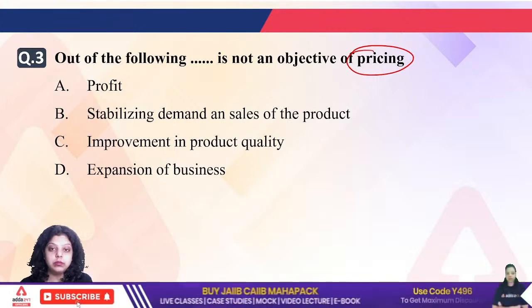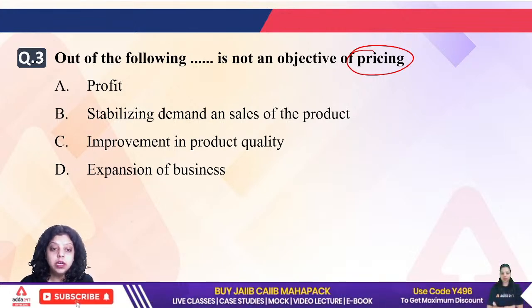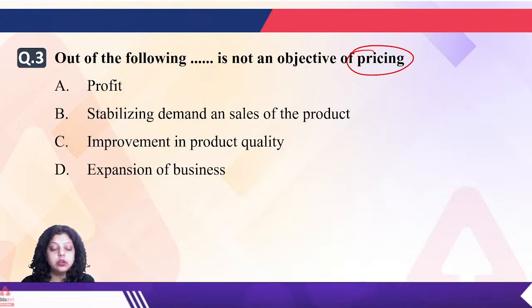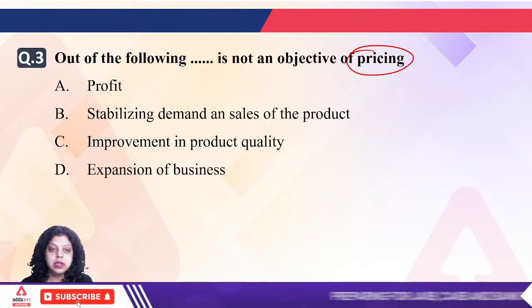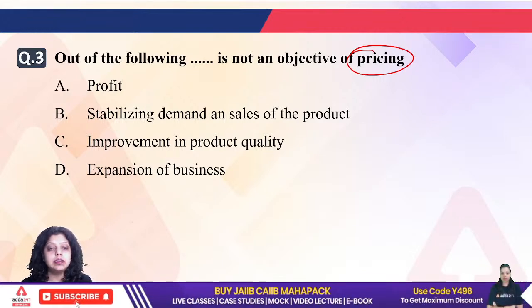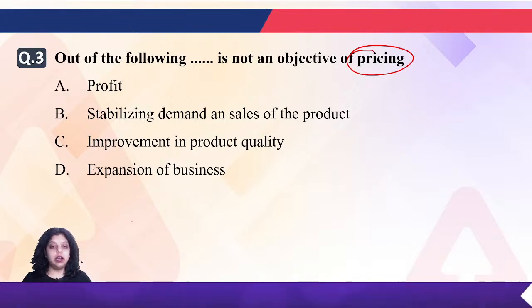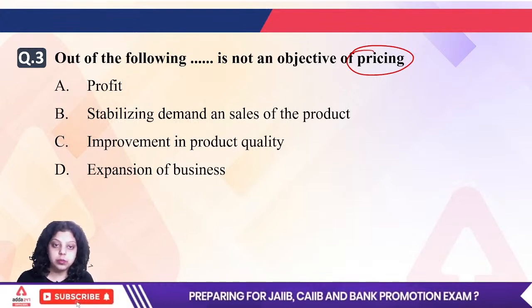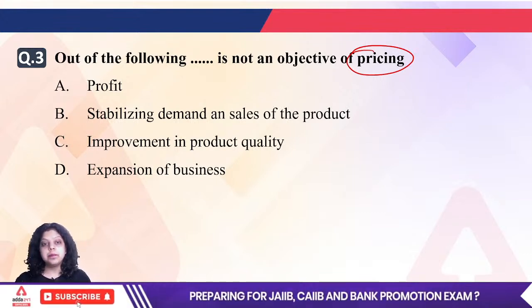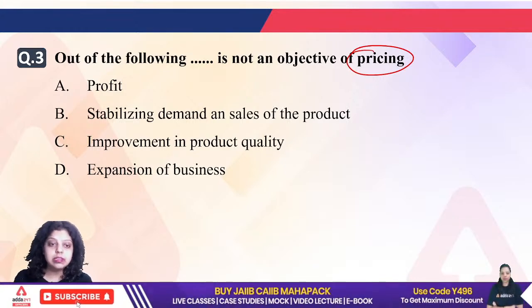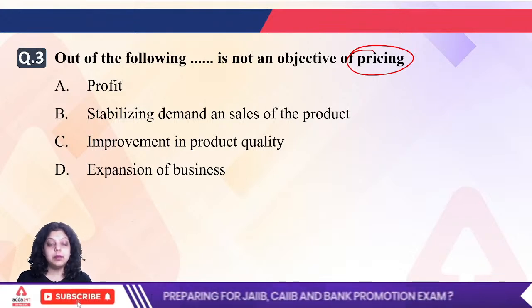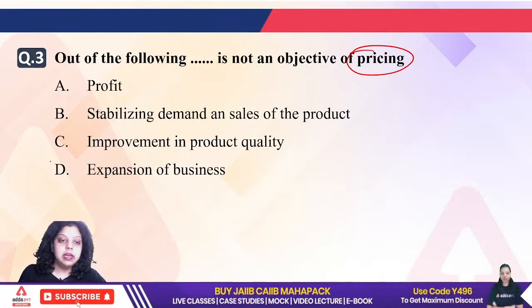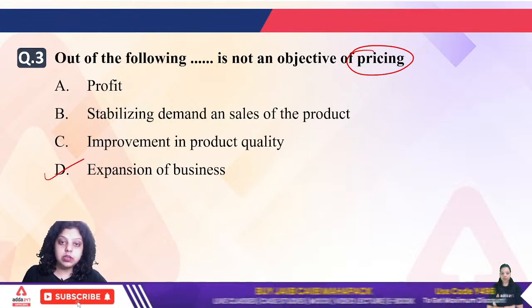So first is profit. It is obvious when you are deciding price, you will think about your profit, because what is price? Price includes your cost, taxes and profit. So profit will be there. When it comes to stabilizing demand and sales of the product, it is obvious: the selling of the product depends on the prices. So that is an objective of pricing. Improvement in product quality: obviously, if you improve the quality of the product, you will increase the prices. So this is also an objective. But expansion of business is not the right objective. So the right answer will be D. Expansion of business is not an objective of pricing.